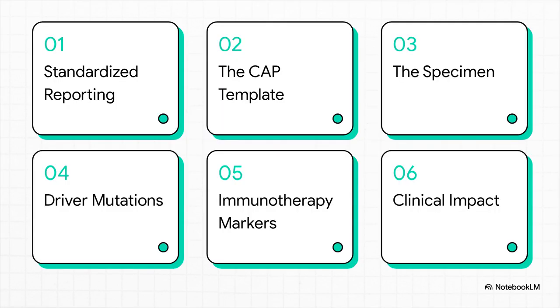All right, here's the plan. We'll quickly cover why a standard report is so critical. Then we'll walk through the CAP template. We'll start with the basics, the specimen itself, then jump into the really key stuff, the driver mutations and immunotherapy markers. And we'll wrap it all up by talking about the massive clinical impact your work has.